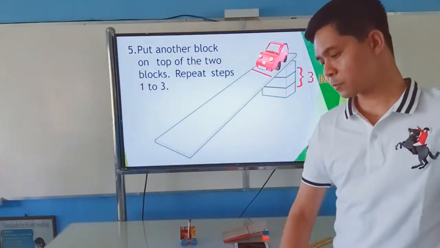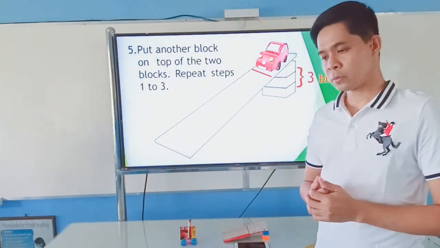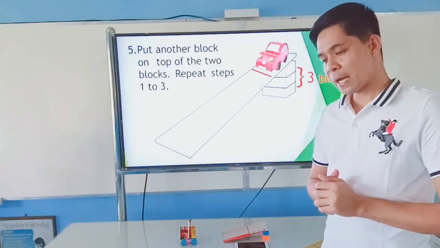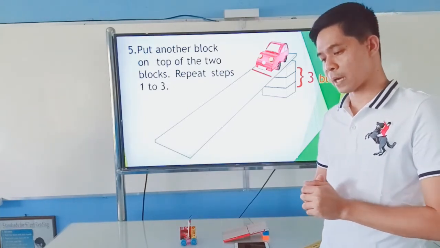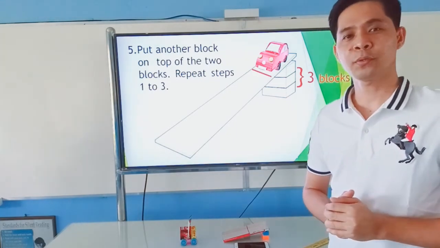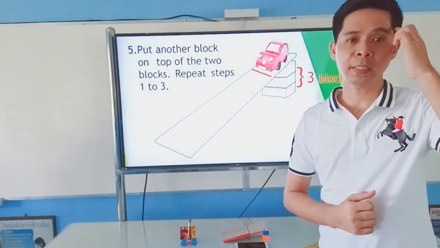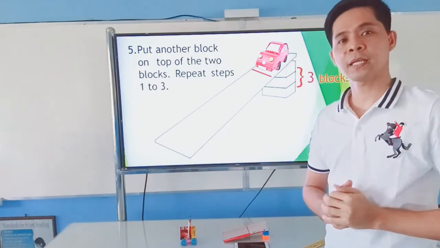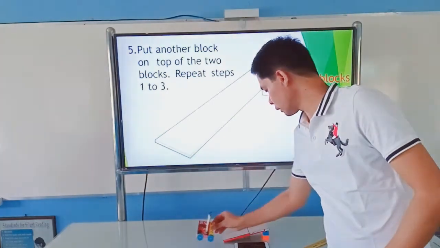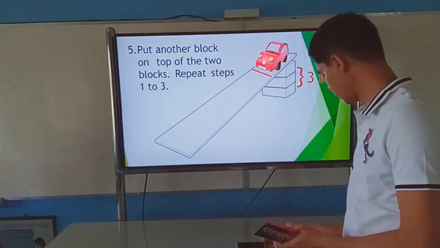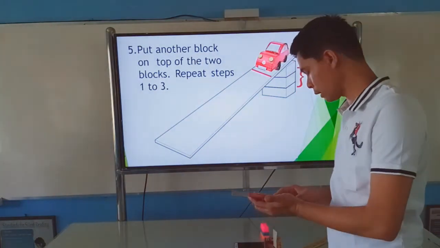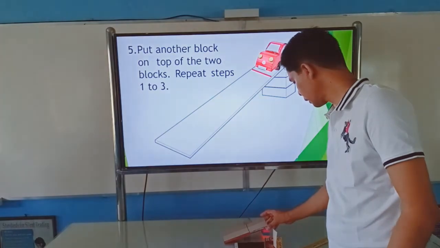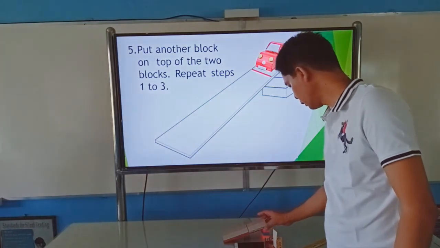Okay, so for the last procedure, we are going to add another block on top of the two blocks, then repeat steps 1, 2, 3. So this will now be the third setup, or setup C, because we are going to add another block on top of the two and place the vehicle ramp model.